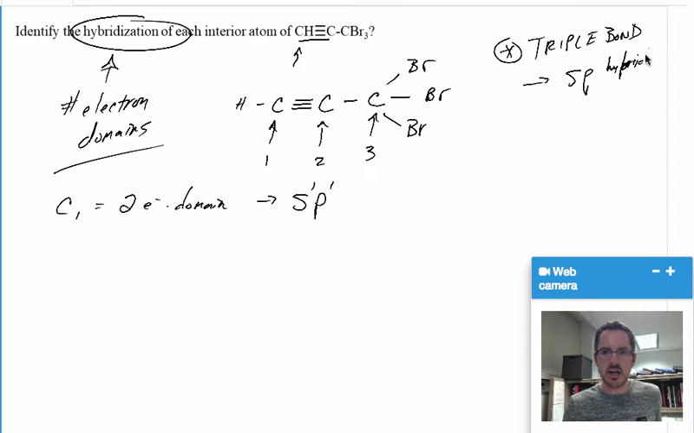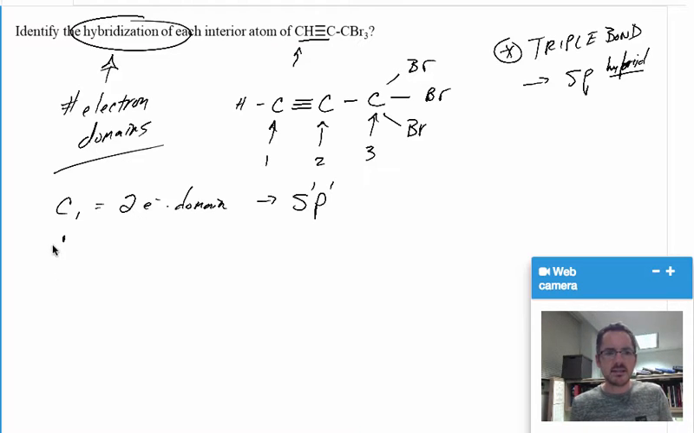Now, I don't want to say if you see a double bond, you will be sp2, because if you have 2 double bonds, that will also be an sp hybridization. But if you see a triple bond, chances are very good. It's not really guaranteed, but still, if you see a triple bond, an sp hybrid orbital will be in play.